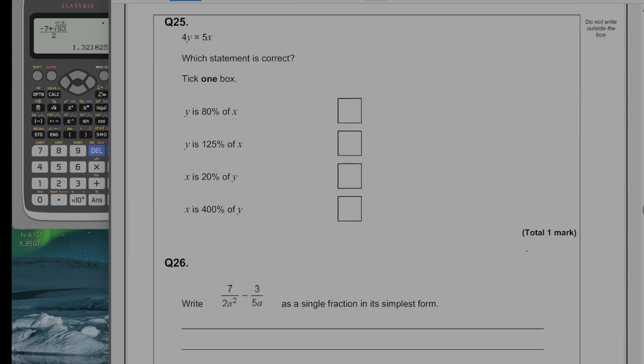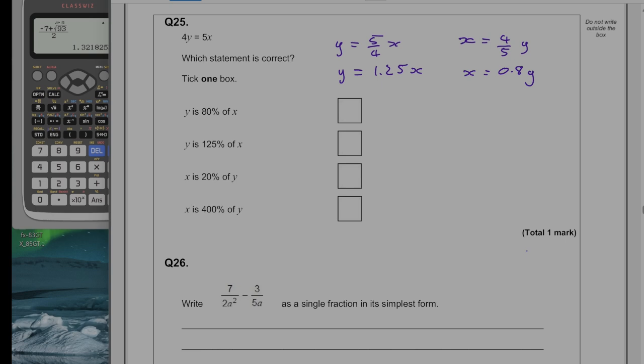Right, question 25. 4y is equal to 5x. Which statement is correct? Y is, X is. So if I rearrange this slightly, I'll say y is equal to 5 over 4 x. So y is equal to 1.25x. And if I do it the opposite way around, x is going to be equal to 4/5 of y. So x is going to be equal to 0.8 times y.